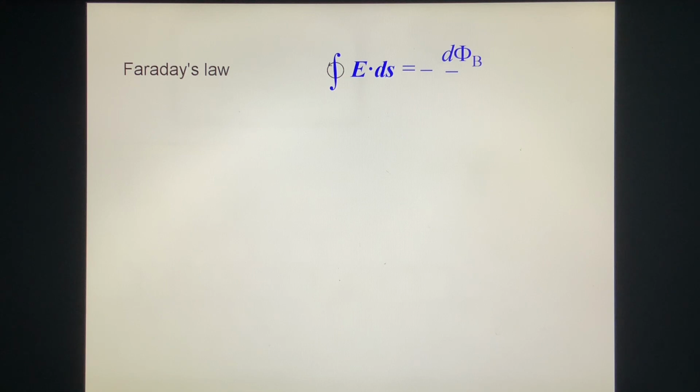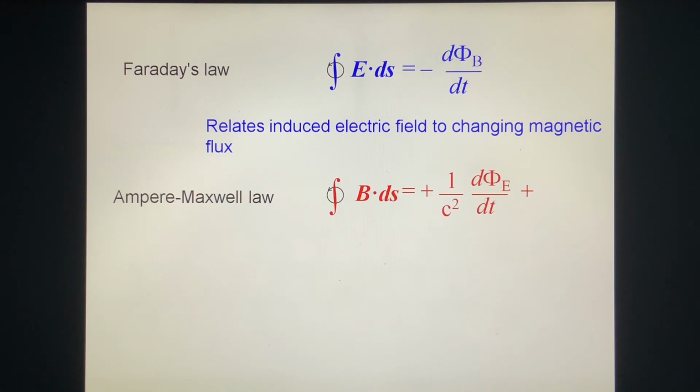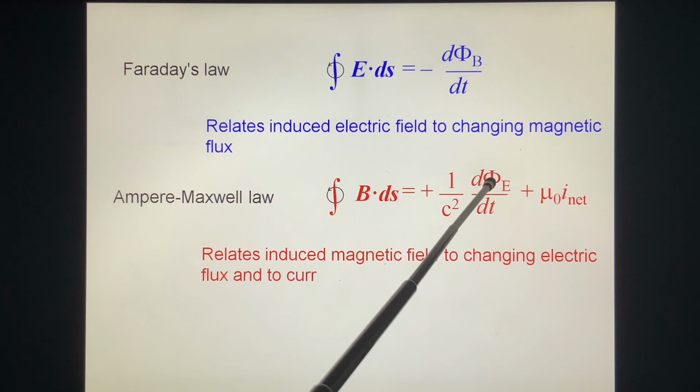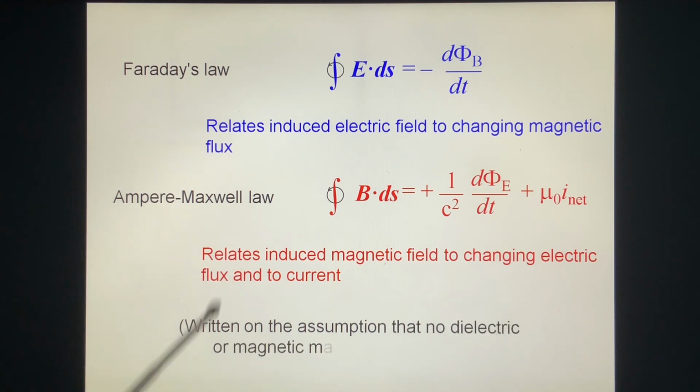Faraday's law relates induced electric field to changing magnetic field. Ampere-Maxwell law relates induced magnetic field to changing electric field and to current. Notice, these four formulas are written on the assumption that no dielectric or magnetic materials are present.